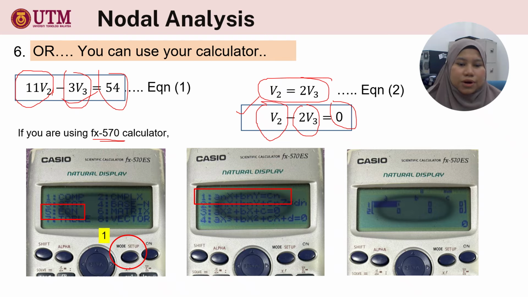But if you are using the same model as me, the 570, you can follow this. Firstly, you need to press mode. Change the mode of your calculator into equation, EQN, number 5. So press number 5, and then it will display like this. I said there are 3 terms, right? 1, 2, 3. Look here: this is 1, this is 2, this is 3. Same, right? How about if you have 4 terms? Then you need to choose number 2, which is 1, 2, 3, 4. Okay?